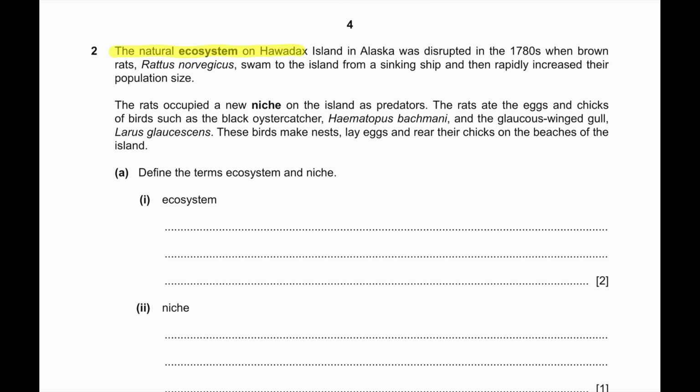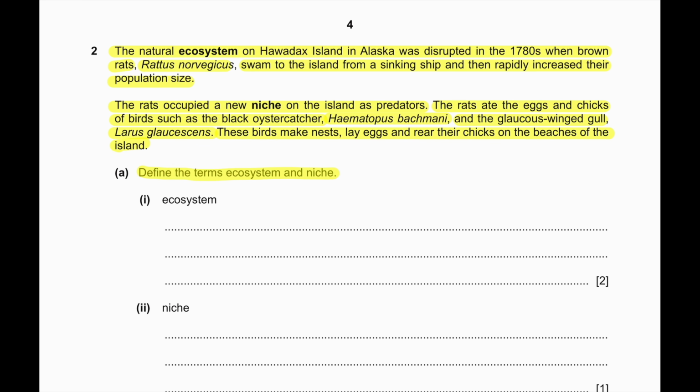The natural ecosystem on Hawadax Island in Alaska was disrupted in the 1780s when brown rats, Rattus norvegicus, swam to the island from a sinking ship, then rapidly increased their population size. The rats occupied a new niche on the island as predators. The rats ate the eggs and chicks of birds such as black oystercatcher, scientific name Haematopus bachmani, and the glaucous-winged gull, scientific name Larus glaucescens. These birds make nests, lay eggs, and rear their chicks on the beaches of the island.